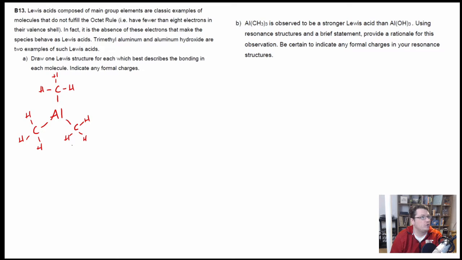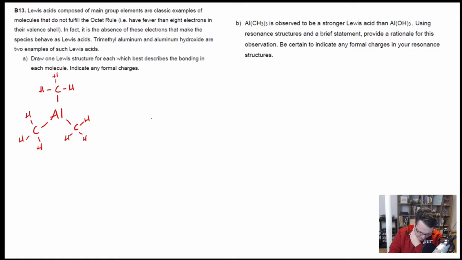The aluminum only has 6 electrons around it, so it doesn't have a full octet, but that's perfectly fine, because it's a row 3 element. It's a group 3 element, and so those don't have to follow the octet rules necessarily. So that right there is perfectly fine in that case. And there's no formal charges or anything, so we don't have to worry about anything there.